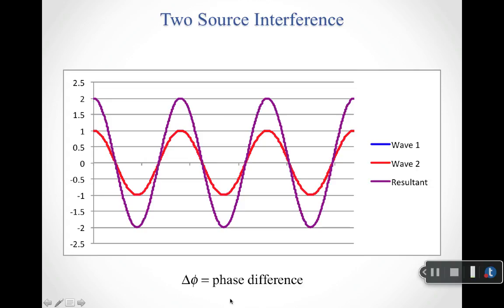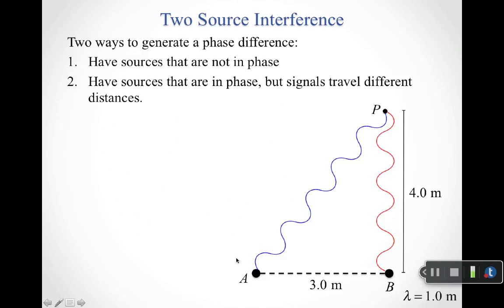So basically what I'm going to care about is the phase difference. The phase difference when we're dealing with waves we usually denote by delta phi. It tells me the relative phase between my two waves, and I'm going to care about that when I go to add them up. Now, there are two fairly straightforward ways to get a phase difference. One is that I can have two sources that are not in phase.